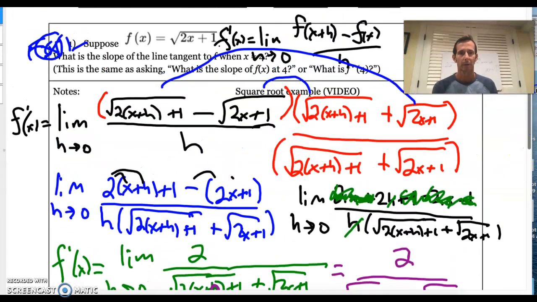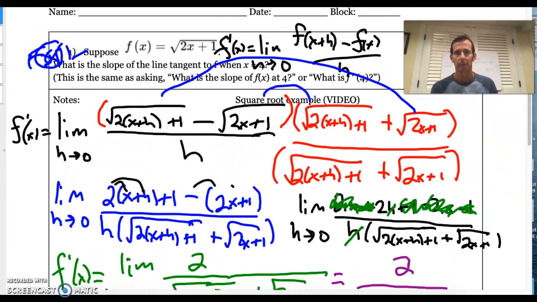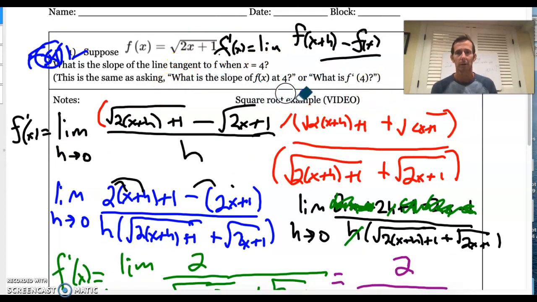Now I'm going to zoom back up here because I drew all over this, but I got a couple things I want to point out. And I'm going to erase this because this is very important, little commentary in here. That piece right here. What is the slope of the line tangent to f when x equals 4? So if I want the slope of the tangent line when x is 4, I want the slope at a value of x equals 4. So that question is the same as asking me what is the slope of f of x at 4, which is the same as asking what is f prime of 4, what is the derivative evaluated at 4.